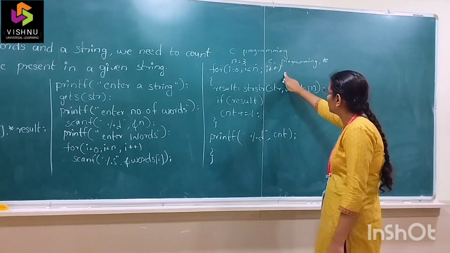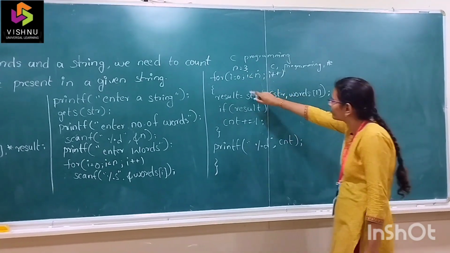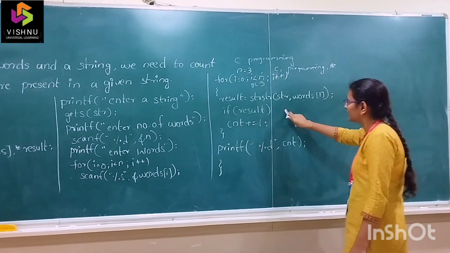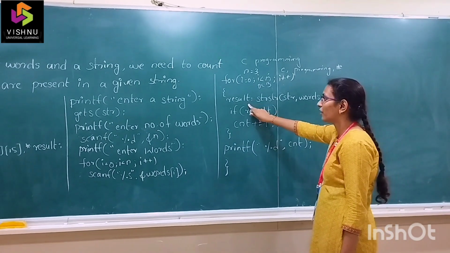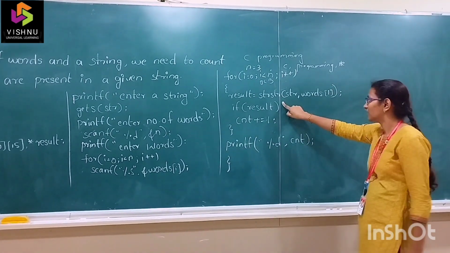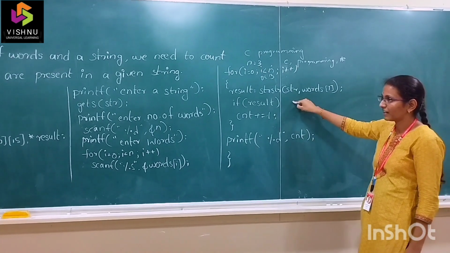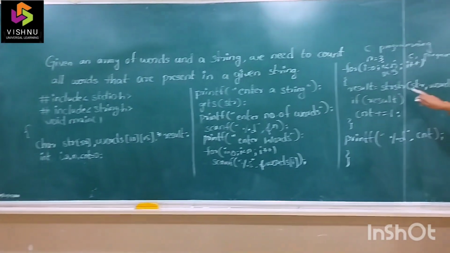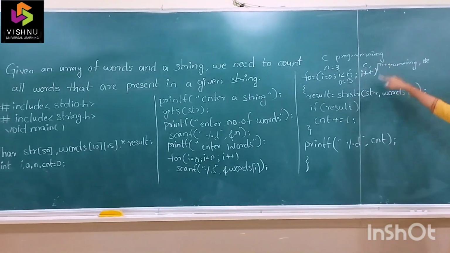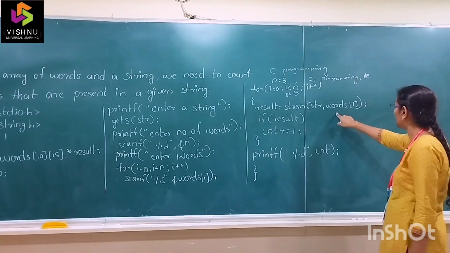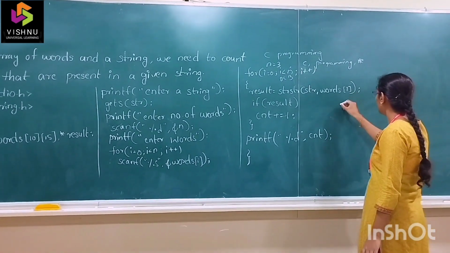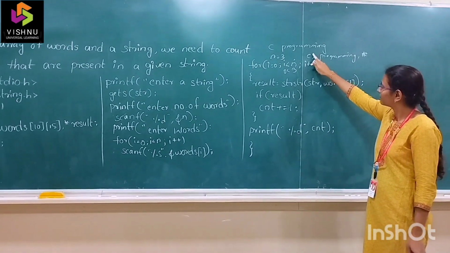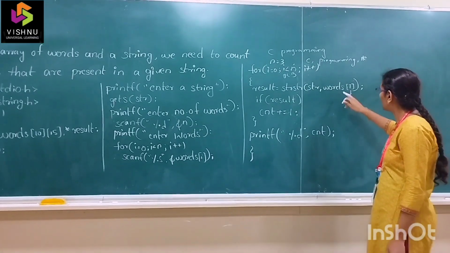Then it goes to the for loop. For i equals to 0, 0 is less than 3. It enters the for loop. result is the pointer variable, and here it is the strstr function. It is a predefined function, so we need to include the header file string.h. Here strstr is compared: C programming is compared with words of i. Here words of i means words of 0, i is replaced with 0. Words of 0 is C.